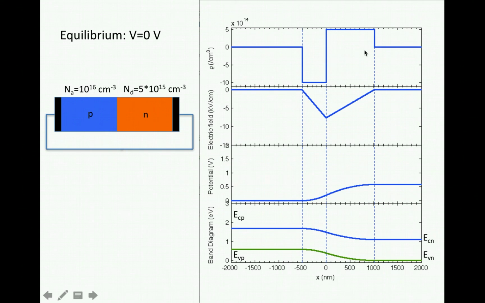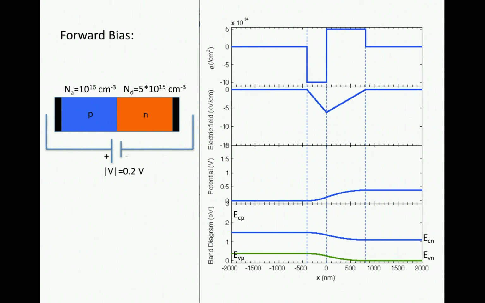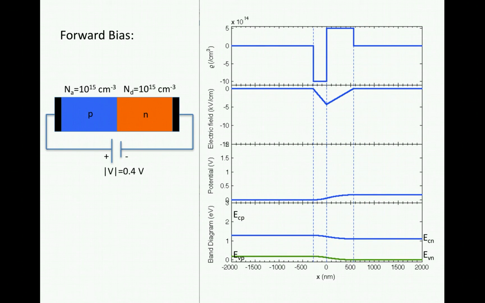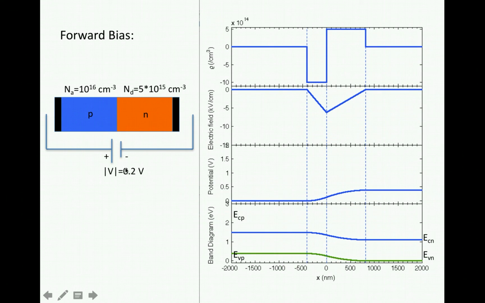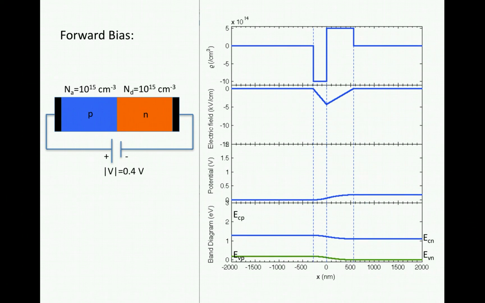All right, so if we now apply a forward bias, we see that the depletion width has decreased, and so has the electric field, and also the electrostatic barrier height has decreased by an amount of 0.2 volts here. And as we further increase the voltage, we see that the depletion width has further decreased, the maximum electric field has also decreased, and the barrier height has also decreased.